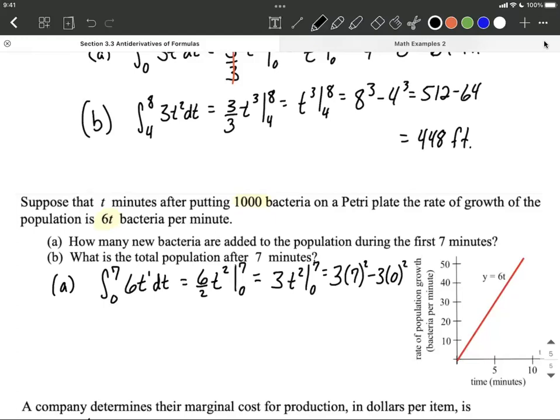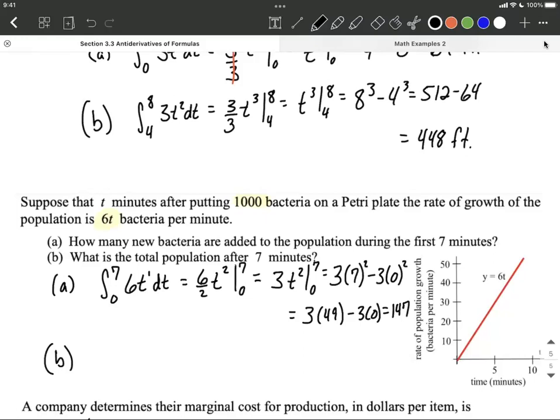All right, this shouldn't be too bad. What we're going to get is 3 times 49 minus 3 times 0, which is going to work out to be 3 times 49, which would be 147. The label there would be 147 new bacteria.